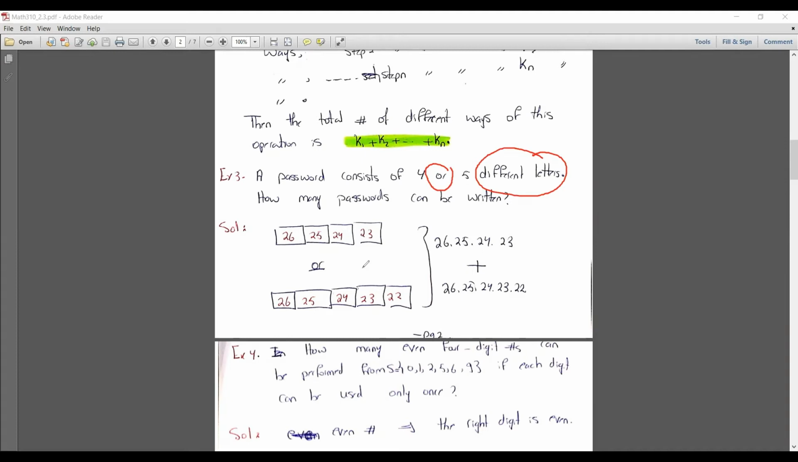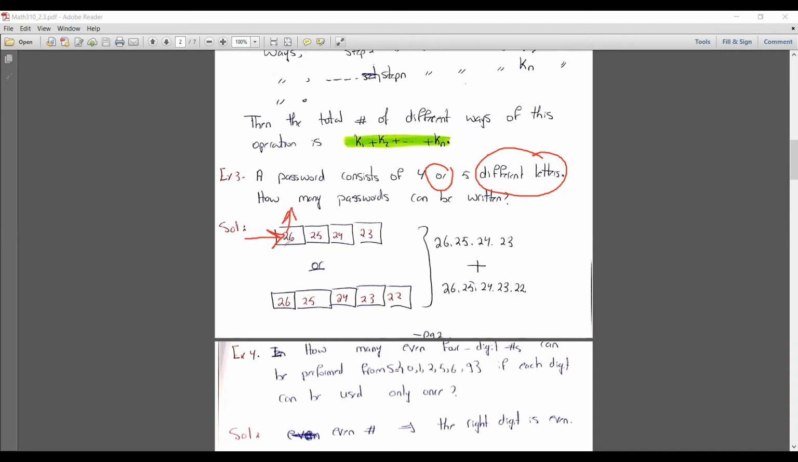So here, the first option, if we chose the password to be 4 letters. Of course, here we have to mention that we are using the English alphabetical letters. The number of English alphabetical letters is 26. So we have here 26.